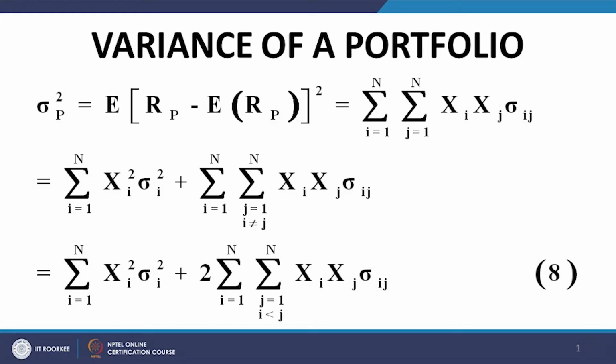The variance of the portfolio is defined by equation 8 here on the slide. There are 3 different ways in which we can express the variance of a portfolio. The first one is in the first equation, the second equation and the third equation. So, these 3 are different ways of expressing the same quantity, the variance of a portfolio of securities.